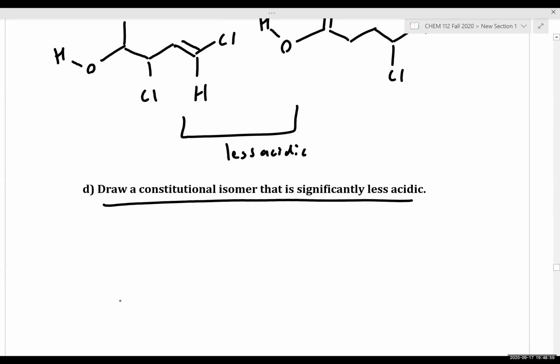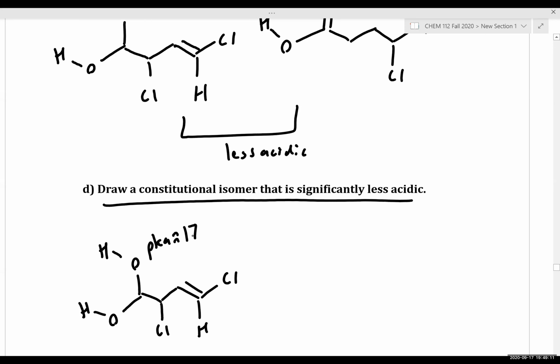It's really funny to see how the class has almost preemptively answered my follow-up questions for this problem. It's good to see. The reason this is substantially less acidic is that alcohols have a pKa of around 17, while a carboxylic acid has a pKa of around 4. Does that make sense to everyone?